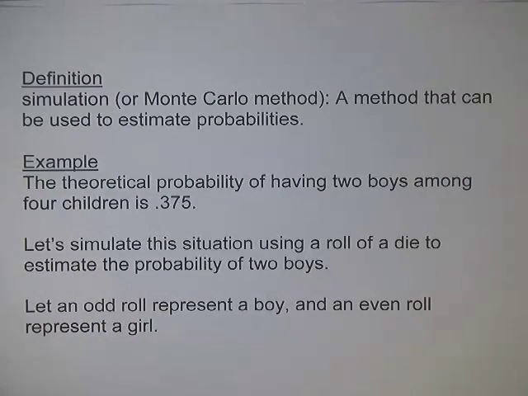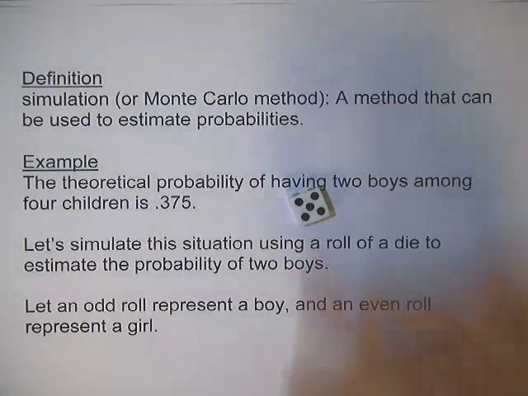Okay, so let's simulate this situation using a roll of a die to estimate the probability of two boys. We're going to let an odd roll represent a boy and an even roll represent a girl. Okay, so that's actually how we're going to do the simulation with the die.